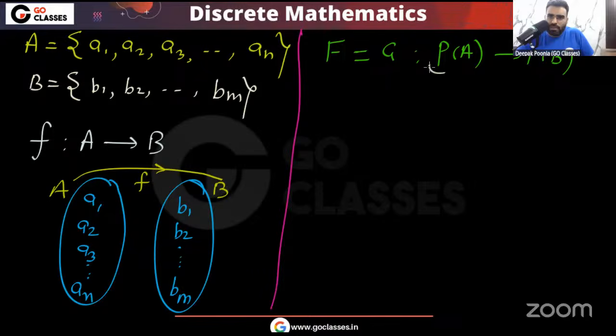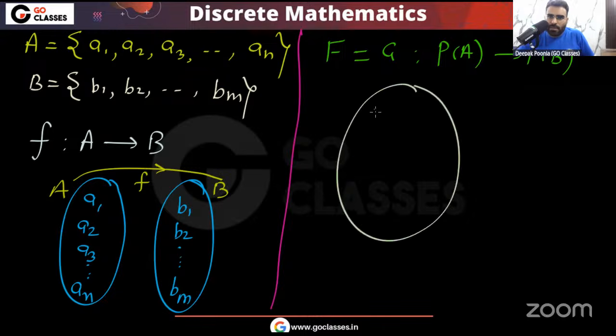Now remember, power set of A means the collection of subsets of A. So in the power set of A, you will have subsets of A. In the power set of A, you will have phi. For example, you can see A1, A3 is also a subset of A. Are you getting my point? So very simple, and so on. This entire thing means A1, A2, and so on, AN. So you can see that this is the power set of A.